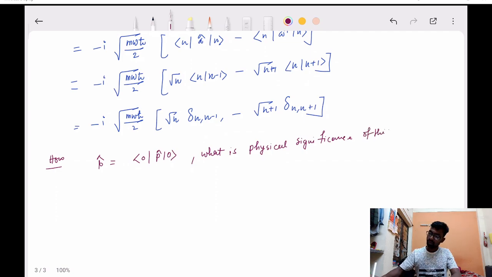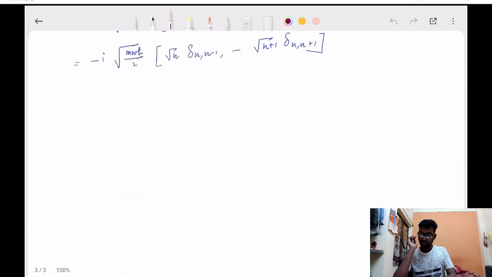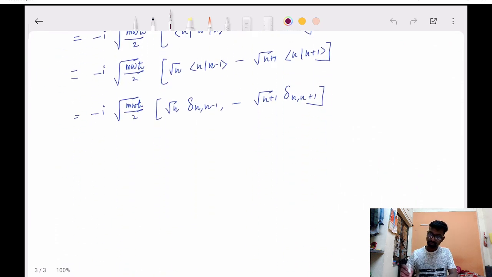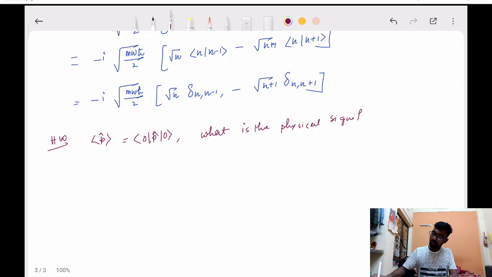Okay, you just try to calculate it. Sorry, the homework part is the expectation value of the momentum operator for the ground state, and what is the physical significance? You just solve it and send the solutions in the comment box. I will check it.